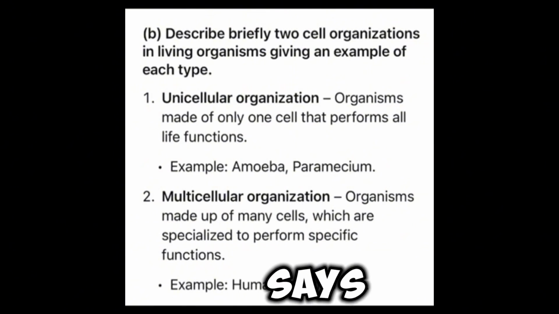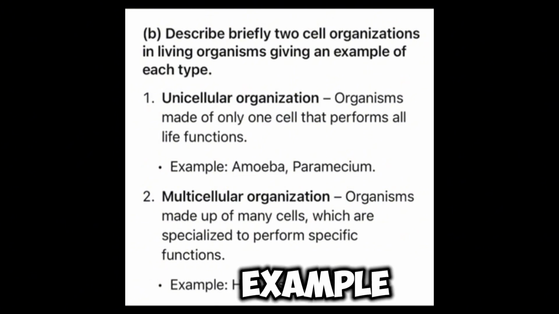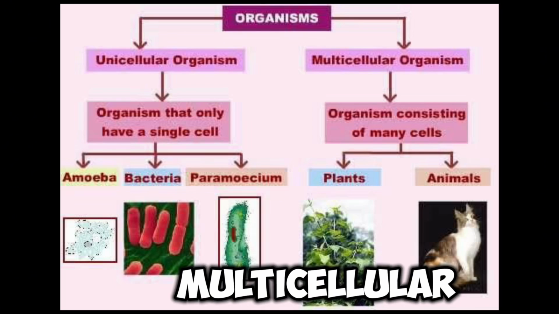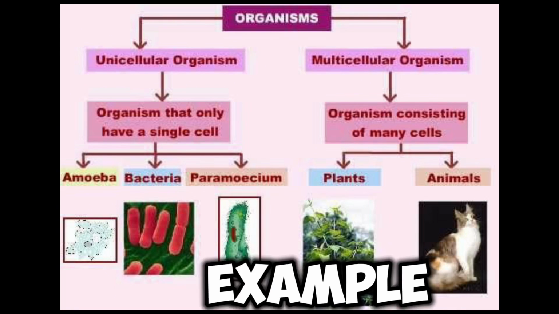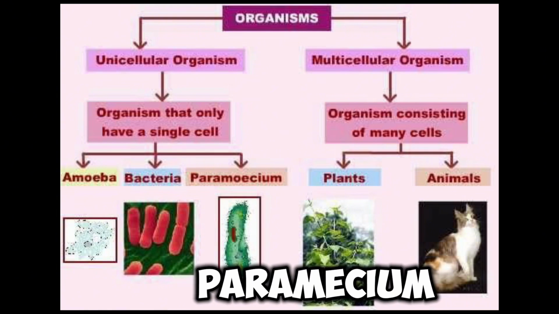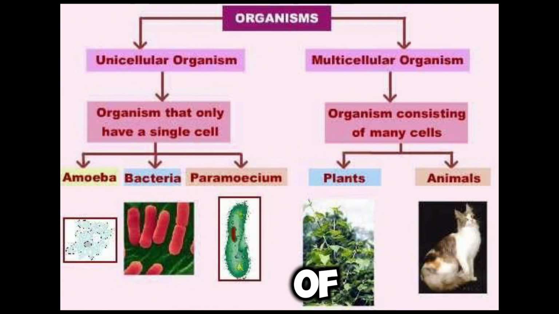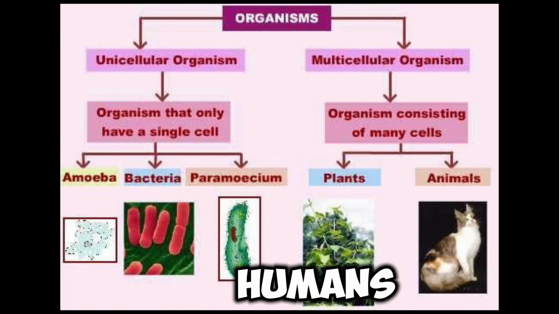The next question says, describe two cell organizations in living organisms, giving an example of each type. We have unicellular organization and multicellular organization. Unicellular organisms are made up of only one cell. That is why you call it uni, and the examples are amoeba and paramecium. But multicellular organisms are made up of many cells which are created to perform specialized functions. Examples are humans and mango tree.